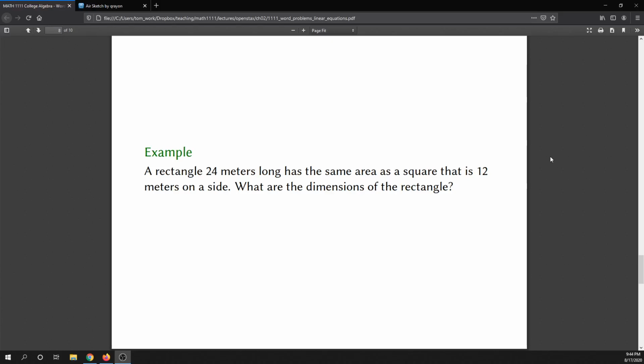In this video, we are going to work through the following problem. It says a rectangle 24 meters long has the same area as a square that is 12 meters on a side. What are the dimensions of the rectangle? So first step is to figure out what they are asking for, and that's in this sentence right here. It says, what are the dimensions of the rectangle?